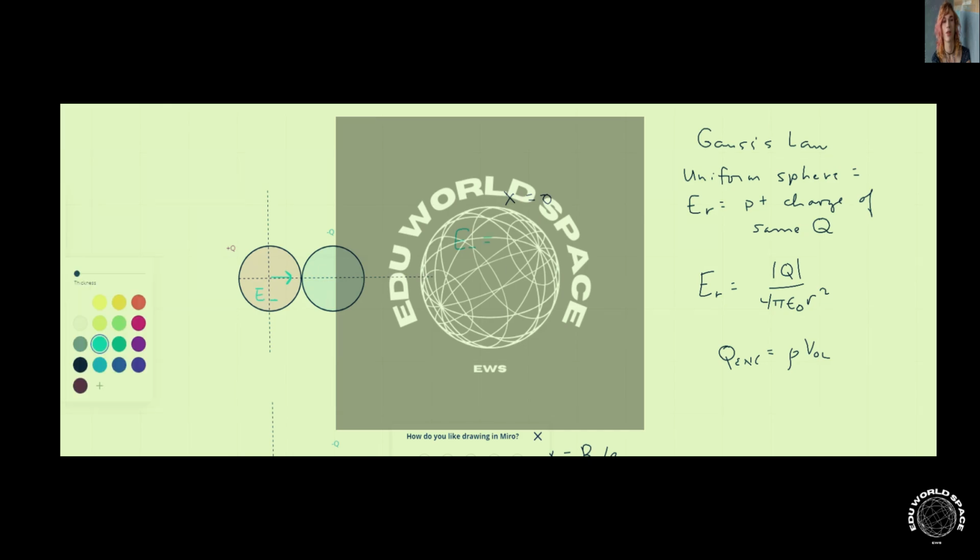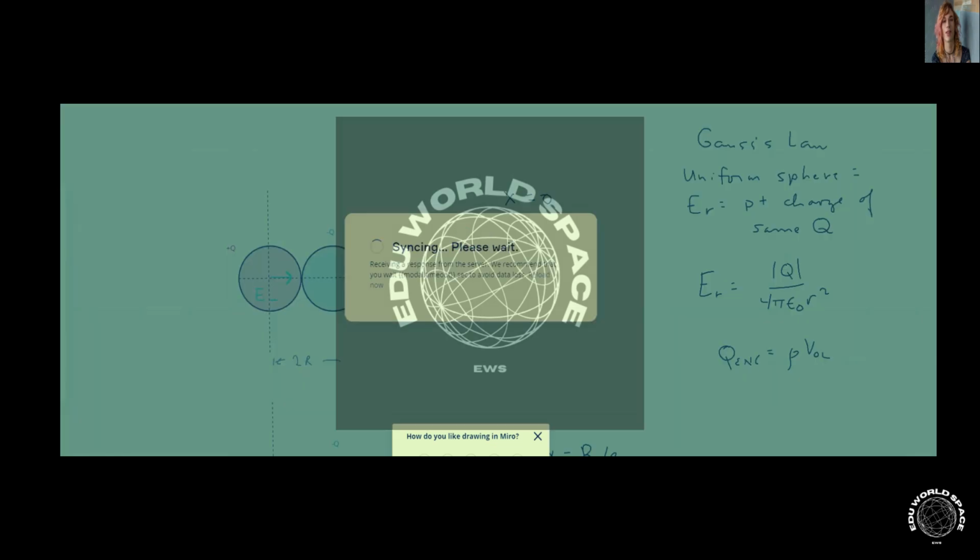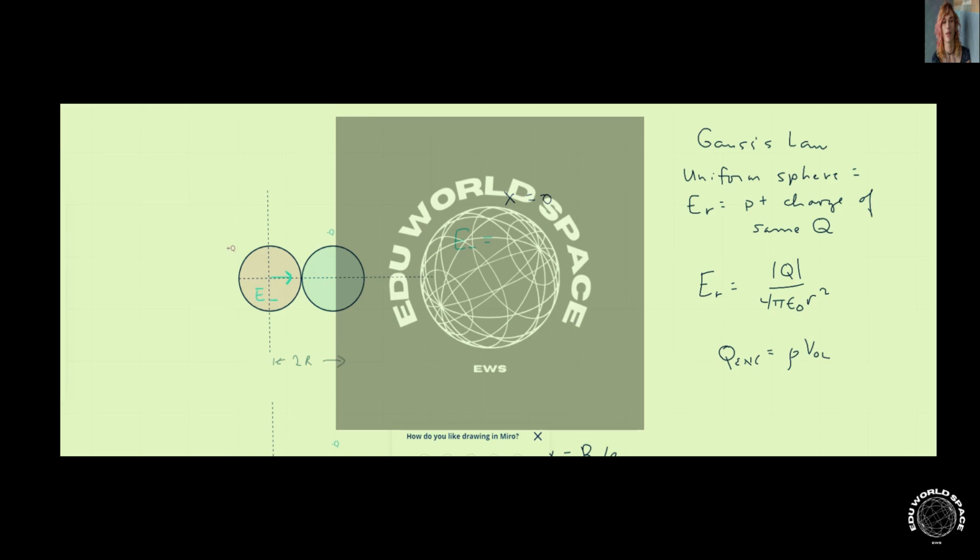Let me show the distance here. You are 2R away from the middle of that sphere. And so that electric field is Q over 4 pi epsilon naught times (2R) squared. And that's positive.